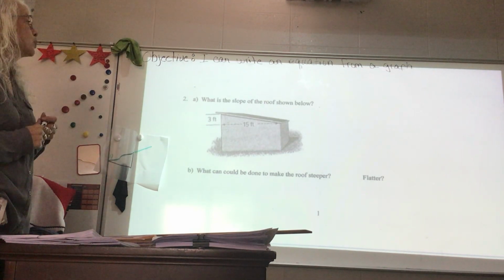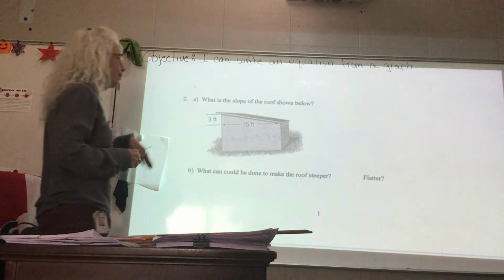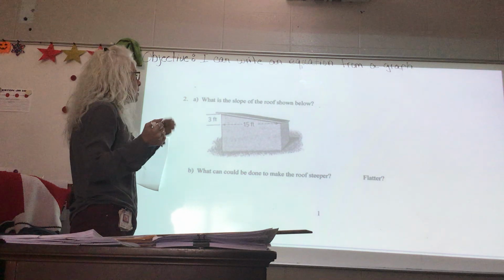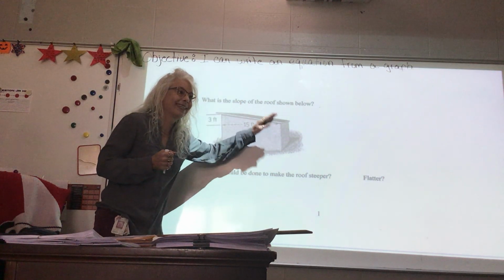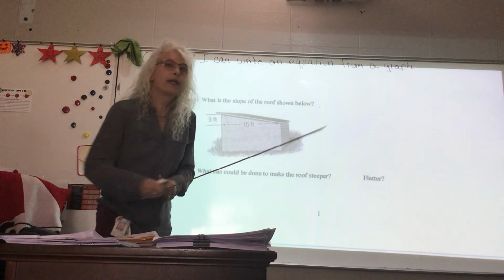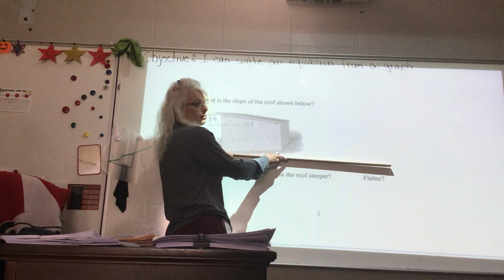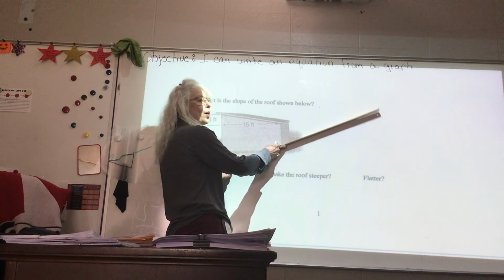So on number 2, it says, what is the slope of the roof shown below? So we have a little house here. And we want to know the slope. We want to know how slanted the roof is. Because we could have a flat roof, but that makes for leaky roofs. So we want to find out what the slope is.